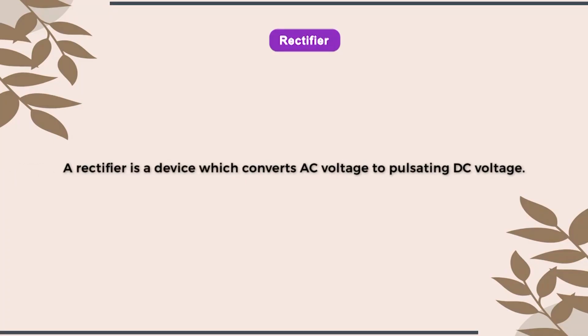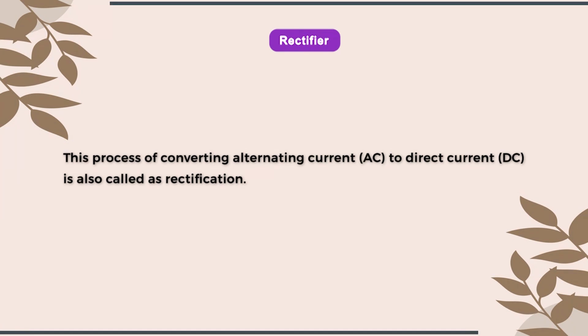Now let us study about the rectifier. So what is a rectifier? A rectifier is a device which converts AC voltage to pulsating DC voltage. This process of converting alternating current AC to direct current DC is also called rectification.